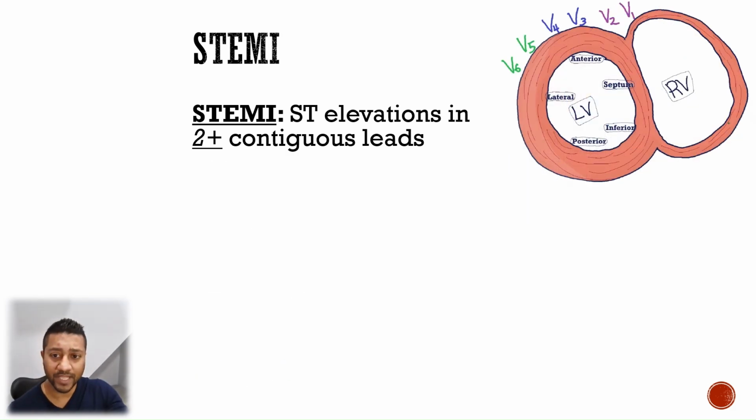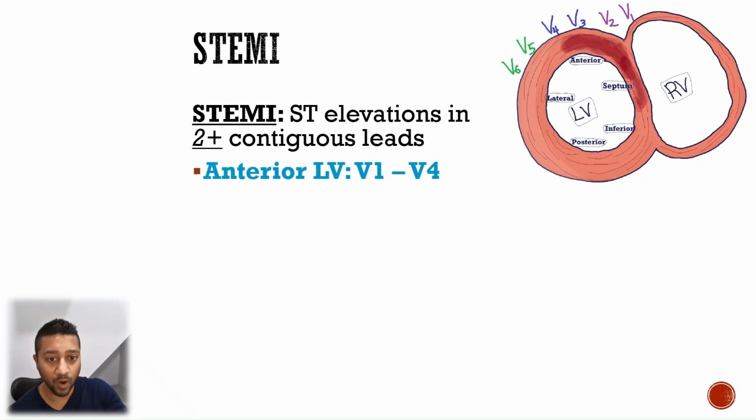In addition to knowing the management for STEMIs, it's important to know how to differentiate the territories that STEMIs can present in. When there's a blockage of a coronary artery, there are EKG changes that occur in specific leads that will then help you predict which artery is occluded. So for example, if you see ST elevations in leads V1 through V4, you're likely dealing with a blockage of the LAD artery, causing an anterior left ventricular MI.